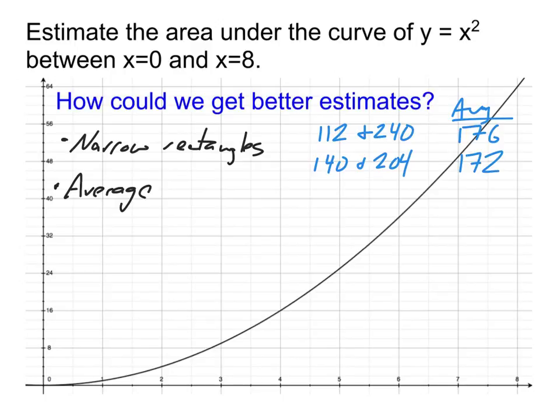Which of those might you expect to be more accurate? Yeah, it seems like maybe this 172 would probably be more accurate since we were using smaller rectangles to get those numbers that we started with. But of course, once again, we find ourselves in a situation where if I want to make that even better, I'm going to have to go to even more narrow rectangles.